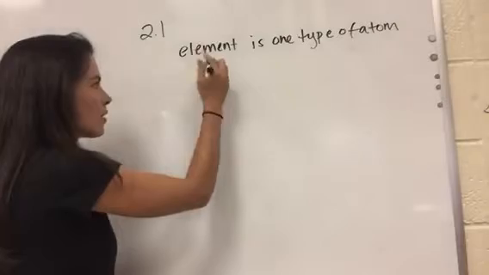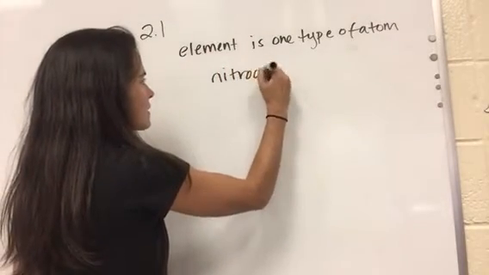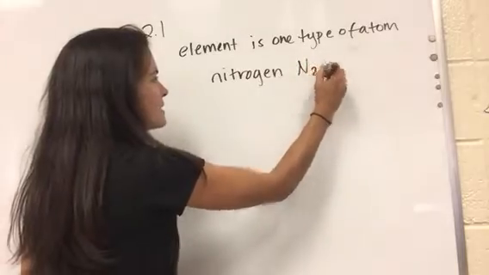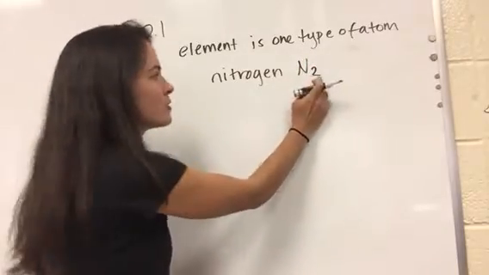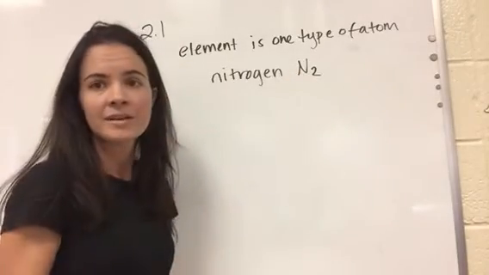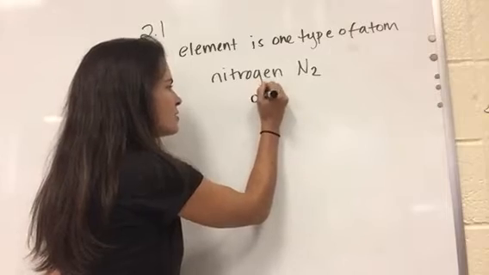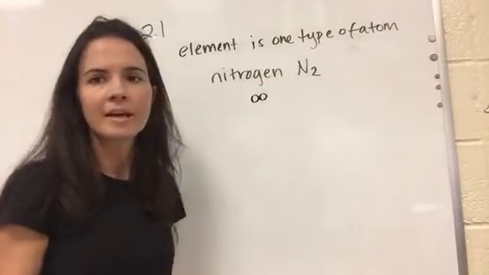So it could be something as simple as nitrogen, which exists as N2. So the fact that there's two of them doesn't matter because they're both N, or they're both nitrogen. So that's still considered an element. If I were to draw this as a picture, it would be two of the same atoms bonded together.